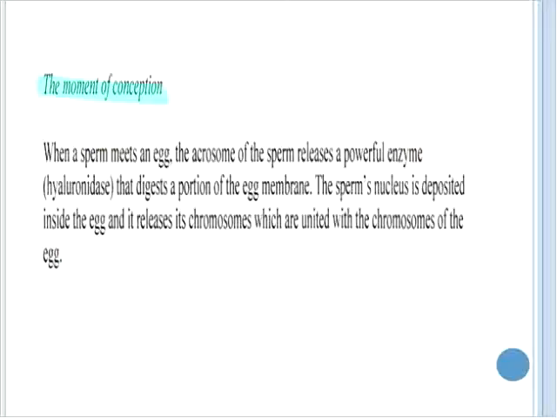At the moment of conception, when a sperm meets an egg, the acrosome of the sperm will release a powerful enzyme. This enzyme is hyaluronidase. This enzyme digests a portion of the egg membrane. The sperm's nucleus is deposited inside the egg, and it releases chromosomes, which are then united with the chromosomes of the egg to yield the zygote.